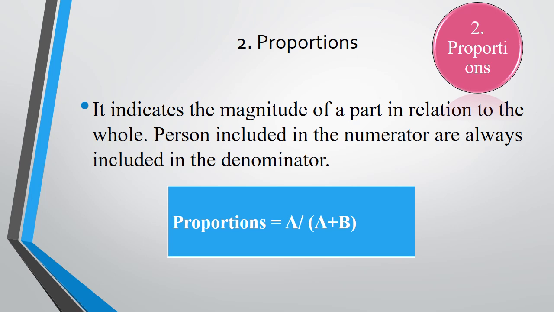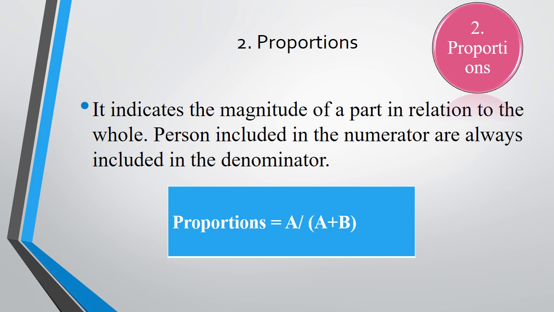Coming to proportions, it indicates the magnitude of a part in relation to the whole. So we can see the equation of proportion. Proportion is equal to A divided by A plus B. Here A is the numerator and A plus B is the denominator. For example, A may be the under 5 children affected by malnutrition in Kosamba. So in Kosamba, malnourished children are there among the under 5 children. That is A, divided by A plus B. A plus B is the whole population.